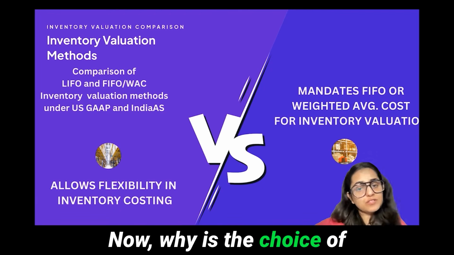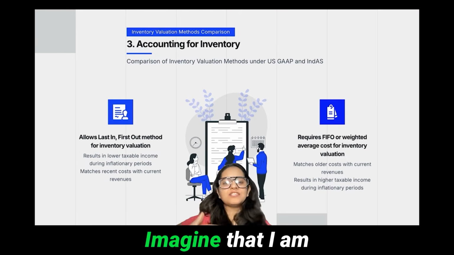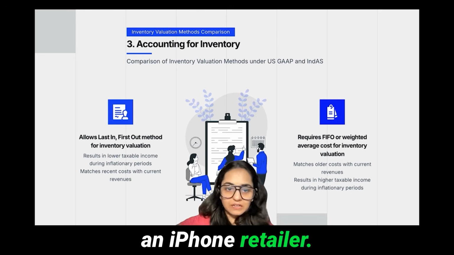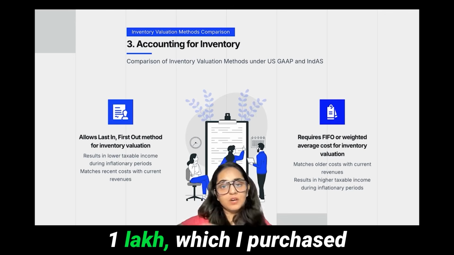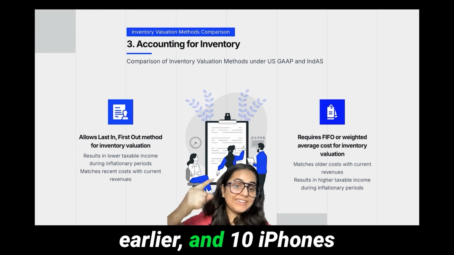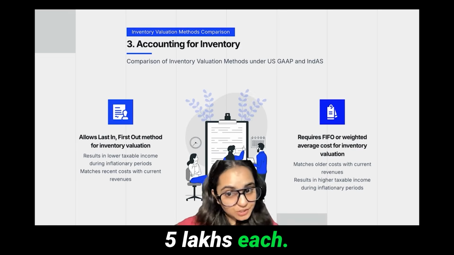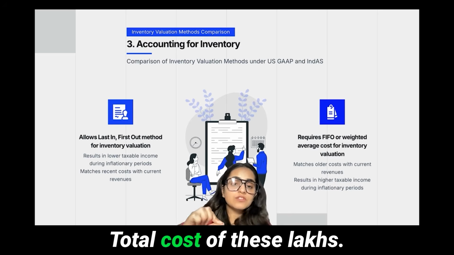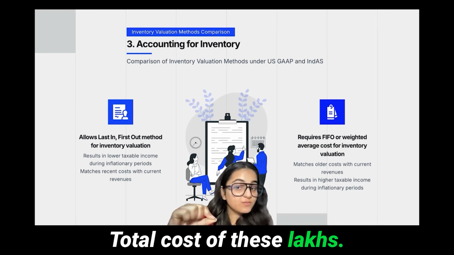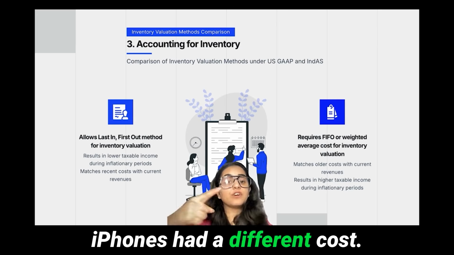Now, why is the choice of costing method important? Let me give an example. Imagine that I am an iPhone retailer. I have 10 iPhones of rupees 1 lakh, which I purchased earlier, and 10 iPhones which I purchased later at 1.5 lakhs each when the price had increased in the global market. Total cost of these 20 iPhones inventory is 25 lakh. The first 10 and the next 10 iPhones had a different cost.